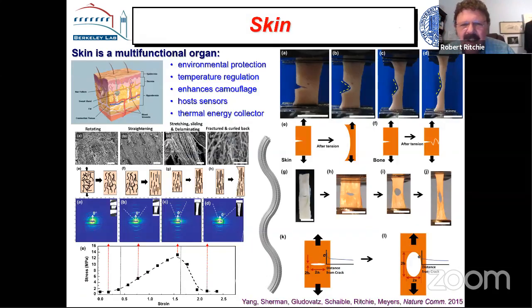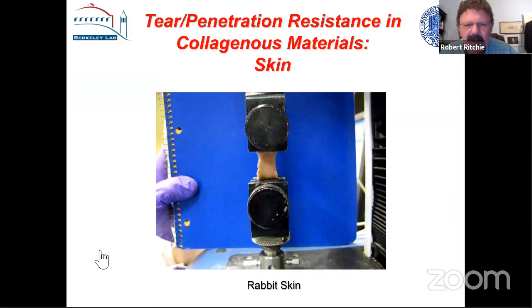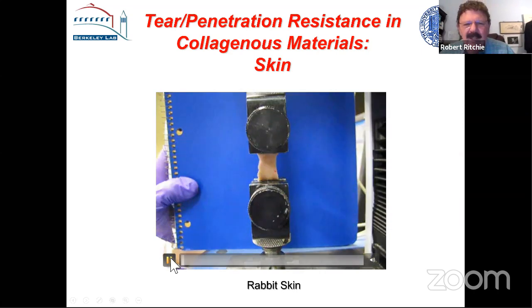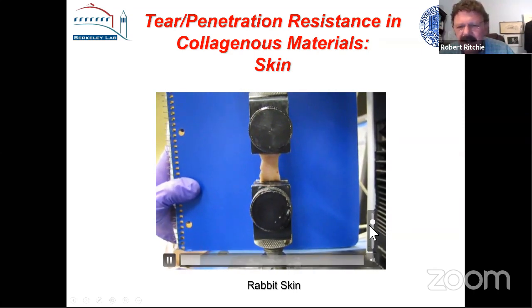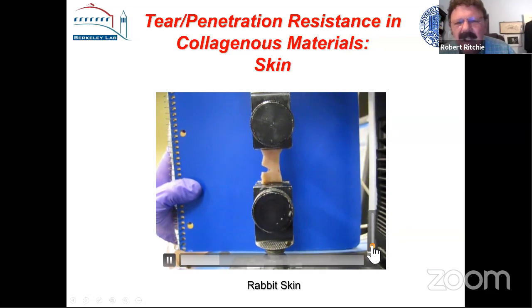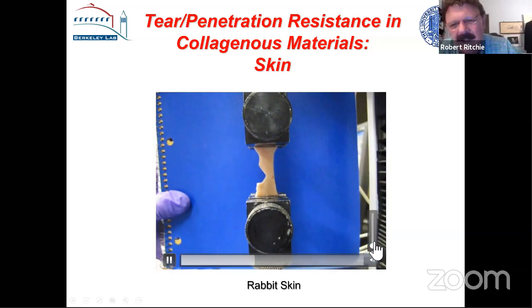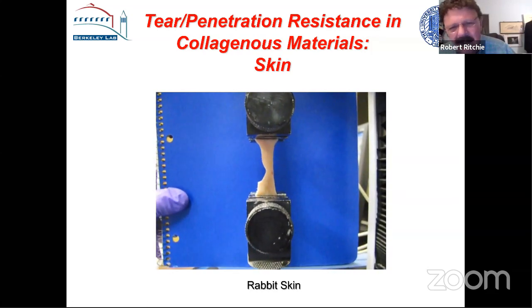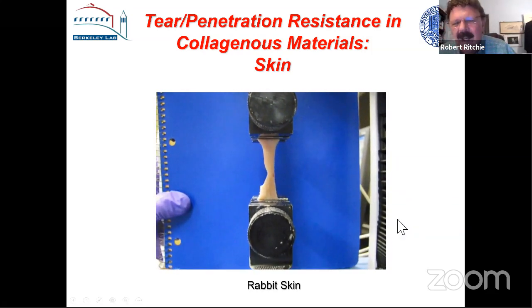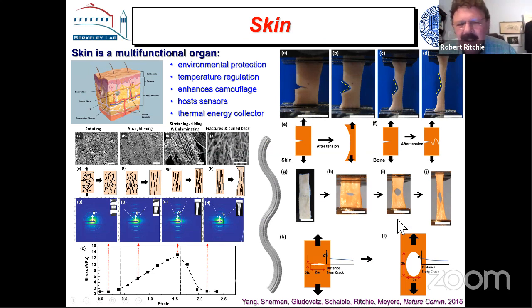So what about skin? Skin is another interesting one. This is skin. Skin is just ridiculously difficult to tear. This is a tensile test on skin, and it just goes on and on and on. I won't continue it, but how does skin do this? Well, if you put a notch in skin and you pull it, you can never break it. It just tears and tears and tears.